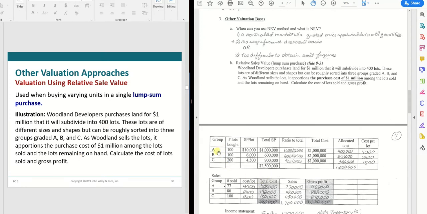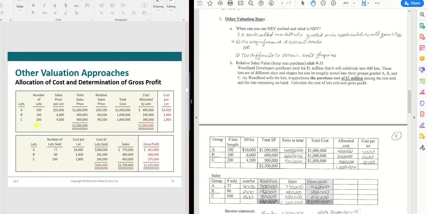So we have right here, we have 400 lots. So 100 plus 100 plus 200 is 400 lots. Actually, this is all given right here. Okay, the selling price per lot is also given. The A lots, they must be better because I'm selling them for $10,000. The B lots for $6,000 and the C lots for $4,500.